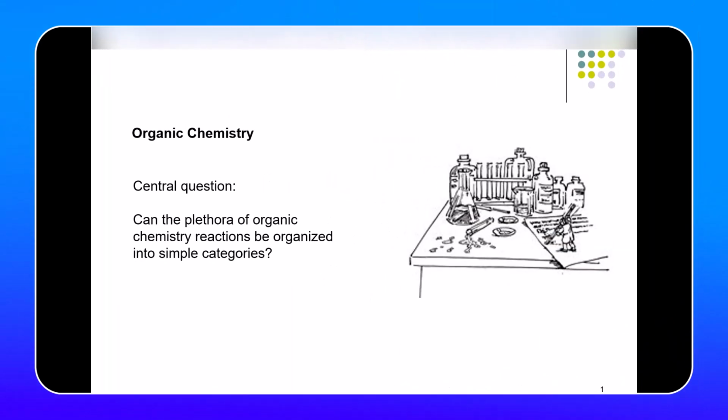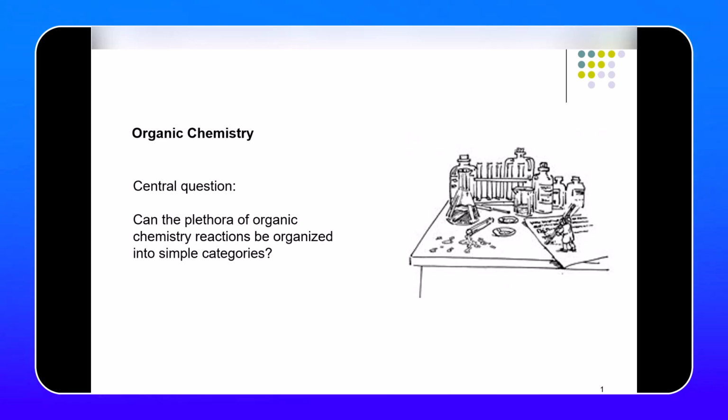In this video, we're going to extend your understanding of organic chemistry reactions and the mechanisms that organic chemists use to describe these reactions. Now that you know that organic chemistry mechanisms are described essentially using curved arrows or curly arrows, and that essentially there are really only three different things that are happening: bond to lone pair, lone pair to bond, and bond to bond. We're going to extend and ask the central question: can the plethora of organic chemistry reactions be organized into simple categories?